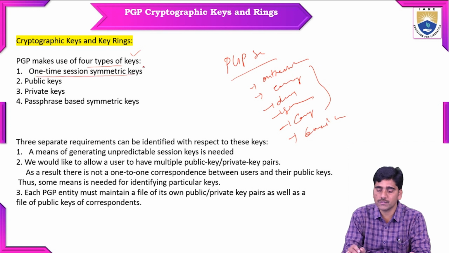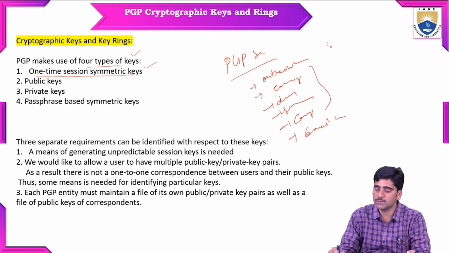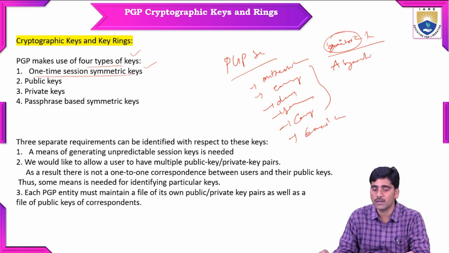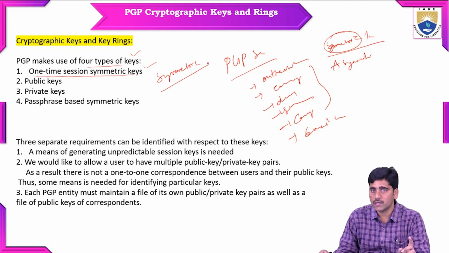The first one is one-time session symmetric keys. The name itself tells us there are symmetric and asymmetric keys. A symmetric key is one where the same key is used at the moment of encryption and decryption. From the sender side and the receiver side, both can use the same session key for doing both the encryption and decryption process. That is why it is called a symmetric key.